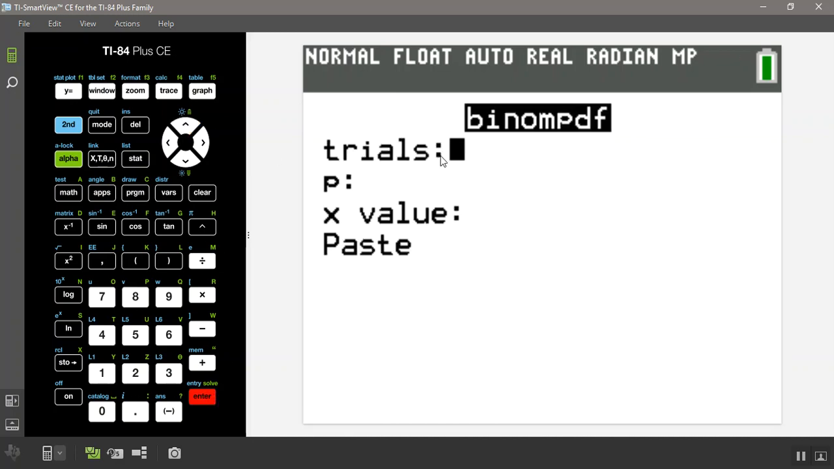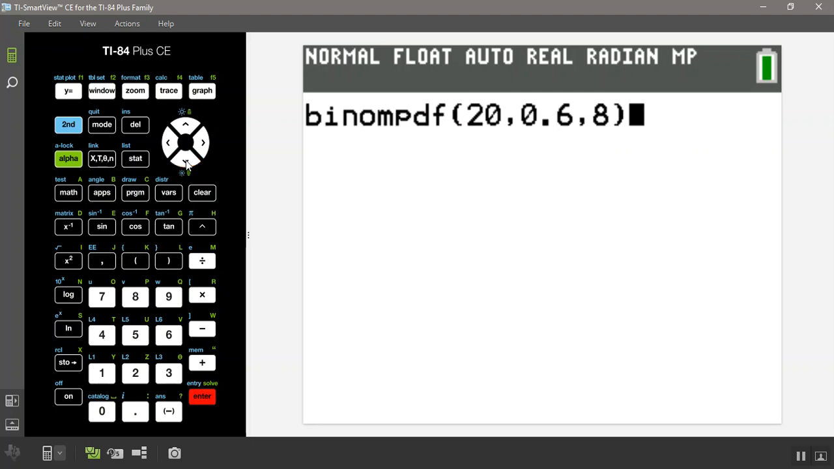It's going to ask me, how many trials do you have? Well, that's my n value, which for me is 20. So I type in 20. My probability of success was 0.6. That's my p. The x value I'm interested in is 8. So I'm going to type in 8 and go down to paste and press enter.